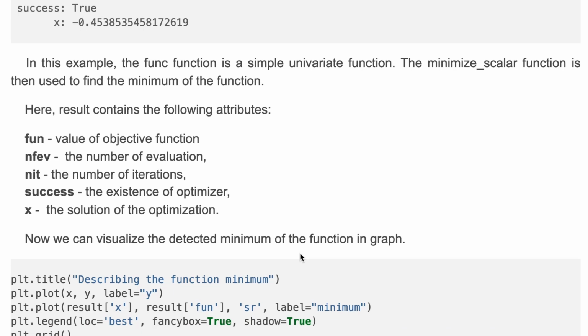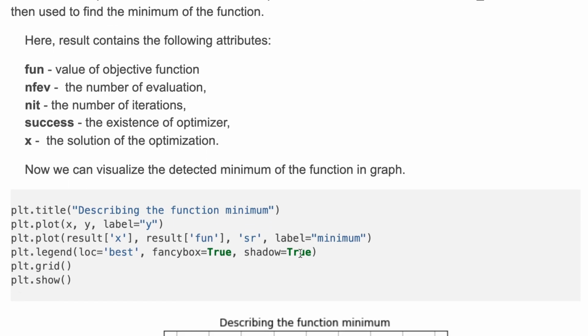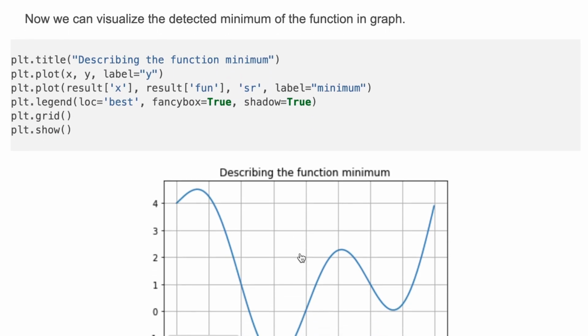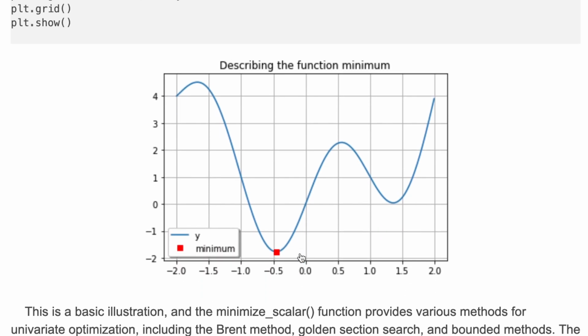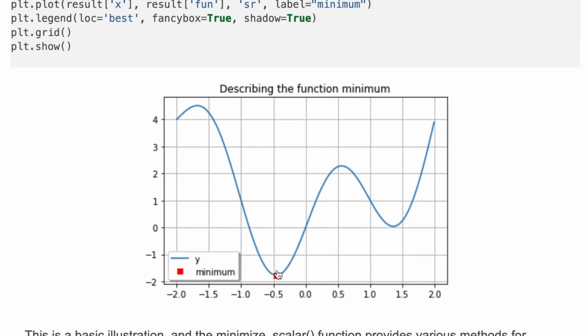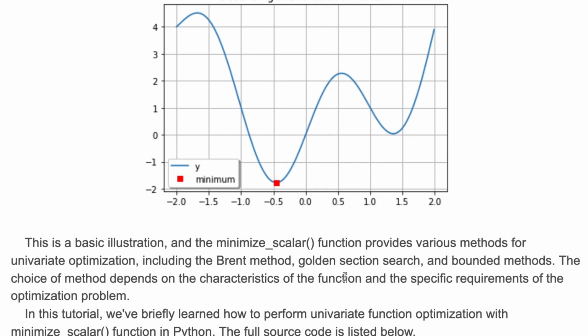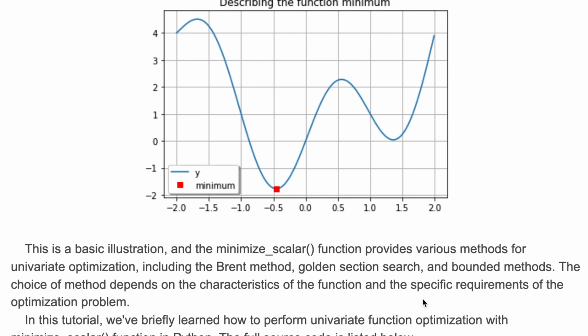Now we can visualize the detected minimum of the function in a graph. Here we visualize the detected minima of the given function. This is basic illustration, and the minimize scalar function provides various methods for univariate optimization, including the Brent method, golden section search, and bounded methods. The choice of method depends on the characteristics of the function and the specific requirements of the optimization problem.